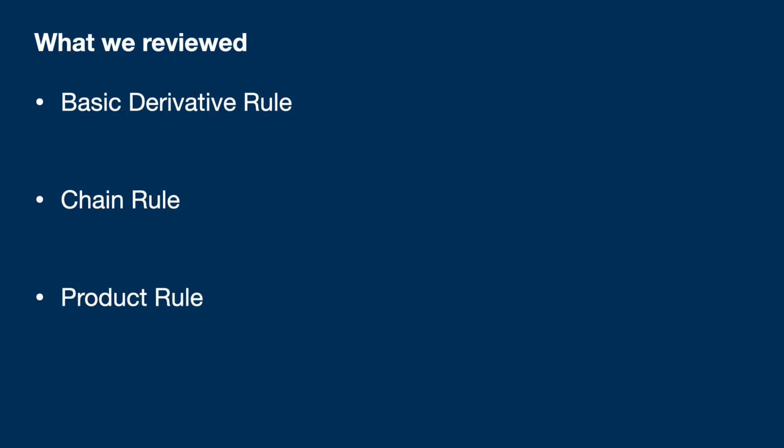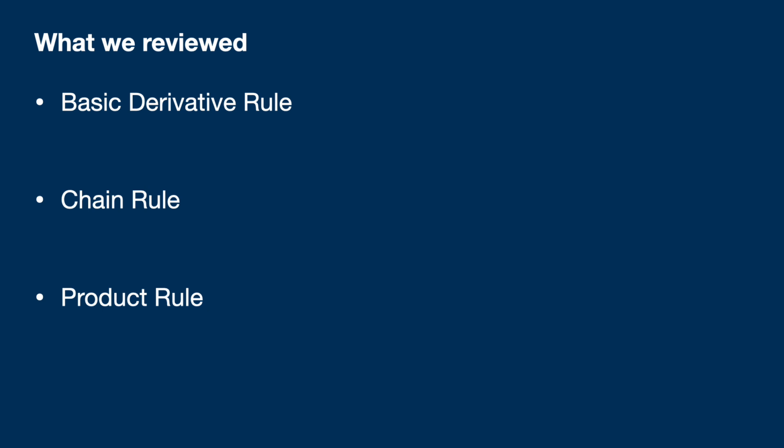Session, guys. So what did we review in this slide? We reviewed three things. The first one is basic derivative rules, meaning we reviewed finding derivatives of fundamental functions: polynomial functions, trigonometric functions, log and exponential functions, and inverse trigonometric functions. Second, we reviewed the chain rule. When you apply the chain rule, the function is a composite function. Third is the product rule. With the product rule, we use the product of two functions to find the derivative.